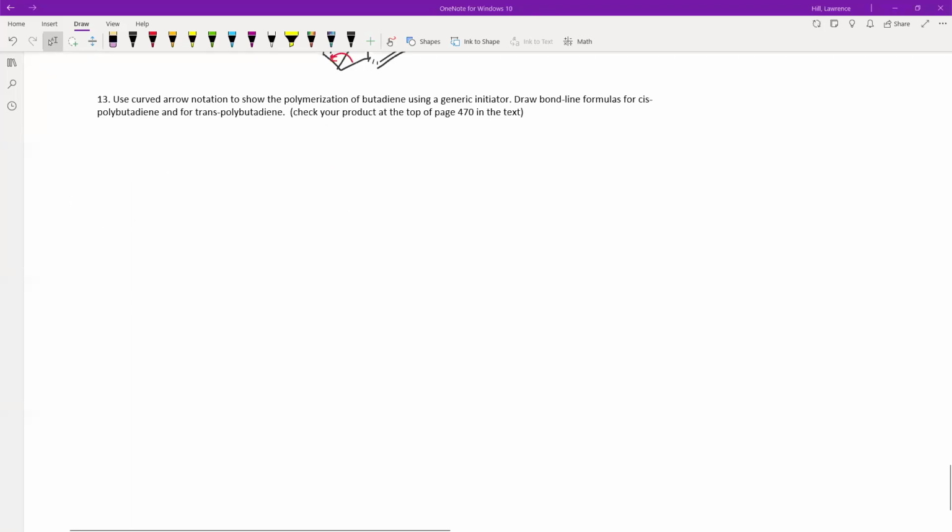Okay, for the last problem on the worksheet, use curved arrow notation to show the polymerization of butadiene using a generic initiator. Draw bond line formulas for cis polybutadiene and trans polybutadiene, and you can check your work at the top of page 470 of the text. So we're talking about taking butadiene, and we're going to form cis polybutadiene and trans polybutadiene. And so probably just start with trans.